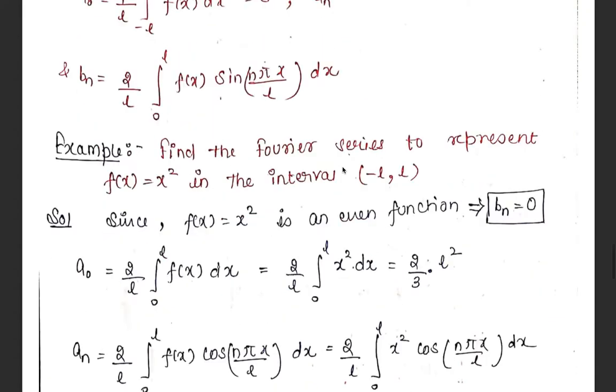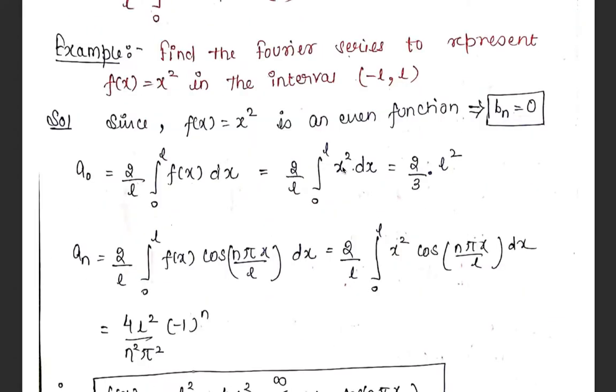Let us now see how we can use these arguments to compute the Fourier series expansion. So here in this example, we are required to obtain the Fourier series of x square in the interval minus L to L. Clearly, x square is an even function. So we know that for an even function, the coefficient bn in the Fourier series is going to be 0. So here we are not going to compute the coefficient bn, we are directly keeping this as 0. And we are going to compute only the coefficients a0 and an.